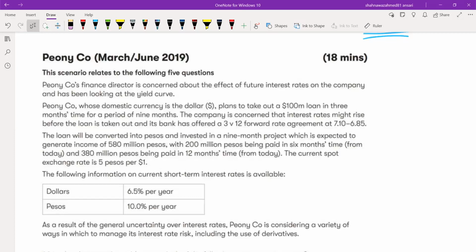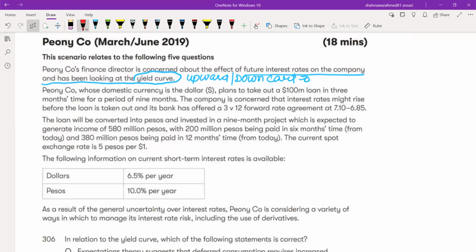This scenario relates to the following 5 questions. The company's finance director is concerned about the effect of future interest rates on the company, and has been looking at the yield curve. The yield curve shows the relationship of interest rate and the term to maturity. We might have an upward sloping yield curve, and we might have a downward sloping yield curve. And there are theories that can explain why the curve is upward or downward sloping.